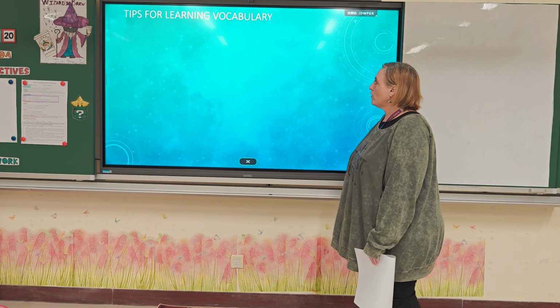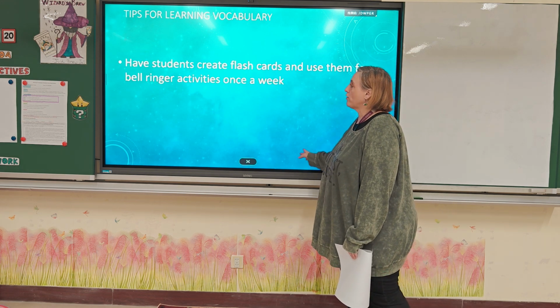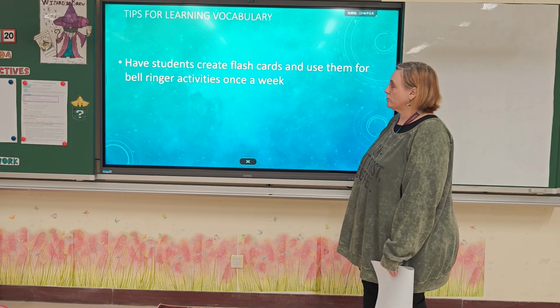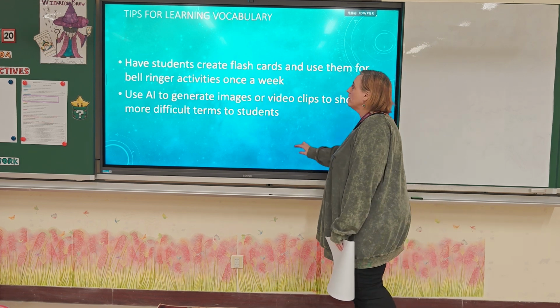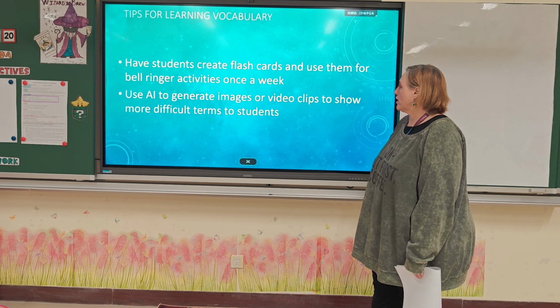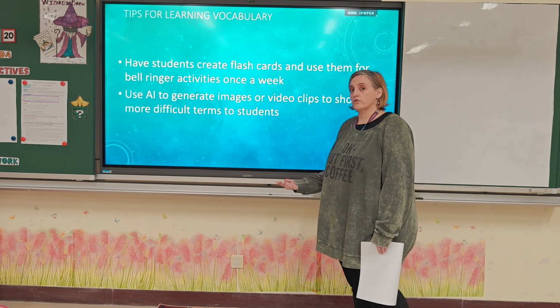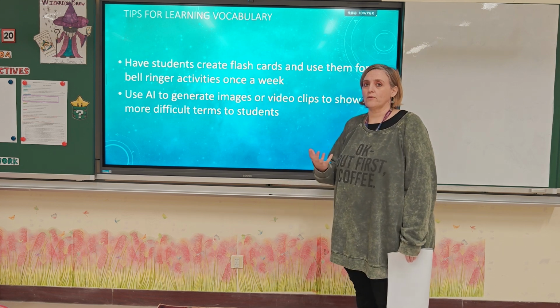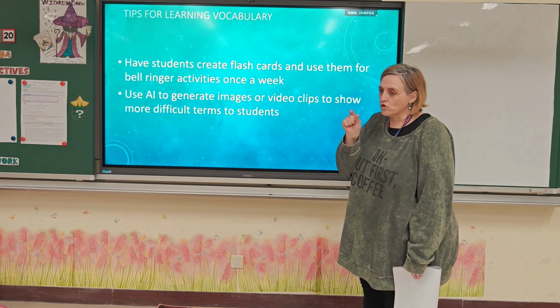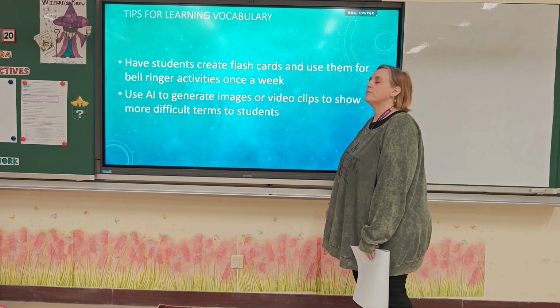Okay, so here are some tips for learning vocabulary. You can have your students, again, create flashcards and use them as bell ringer activities, like I said. Use AI to generate images or video clips to show more difficult terms to students. So if there's a term that's really hard for them to grasp, you can create an image. You can use AI to make a short 5-second video clip or something.